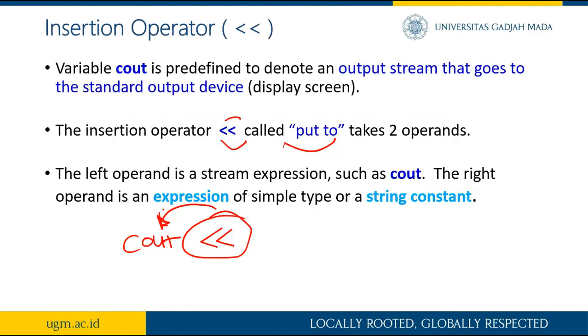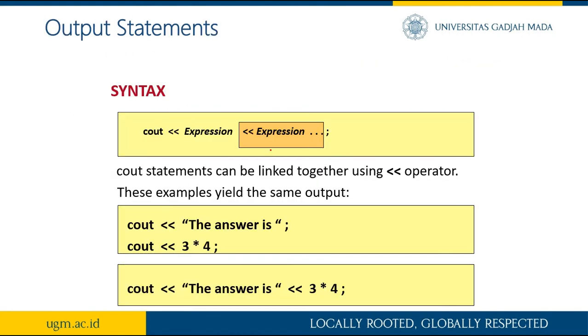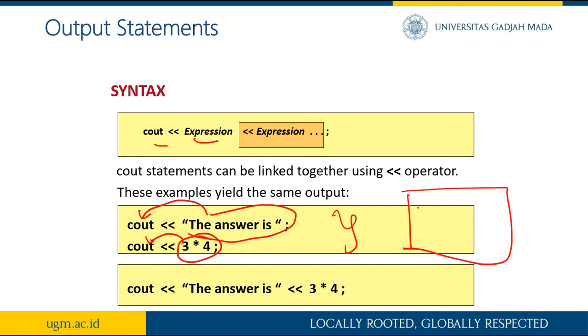For example, with this expression and cout, this means the answer is, so we print it onto the screen. The answer is, and then we print 3 multiplied by 4 to cout. So it will result in the screen showing, for example, the answer is 12. This is the result in your console screen.